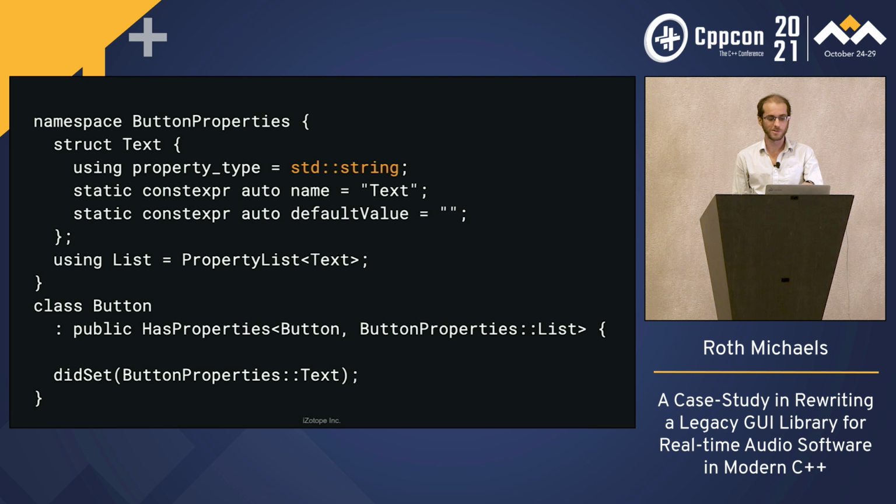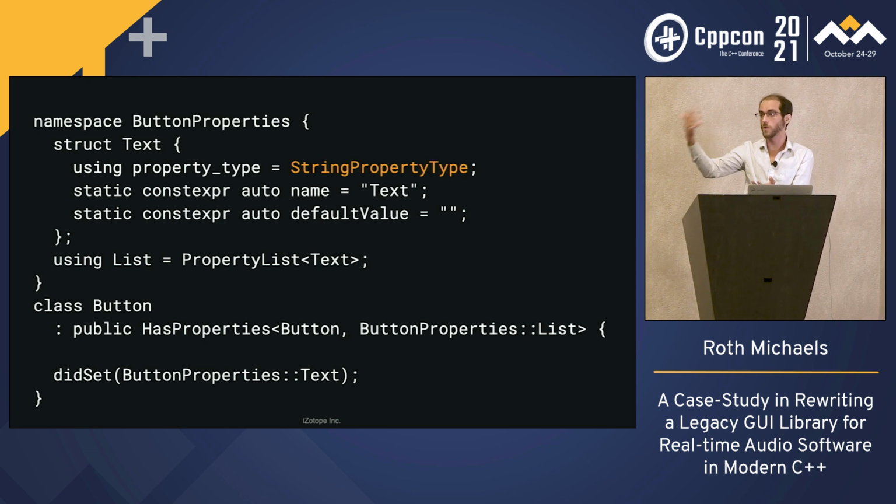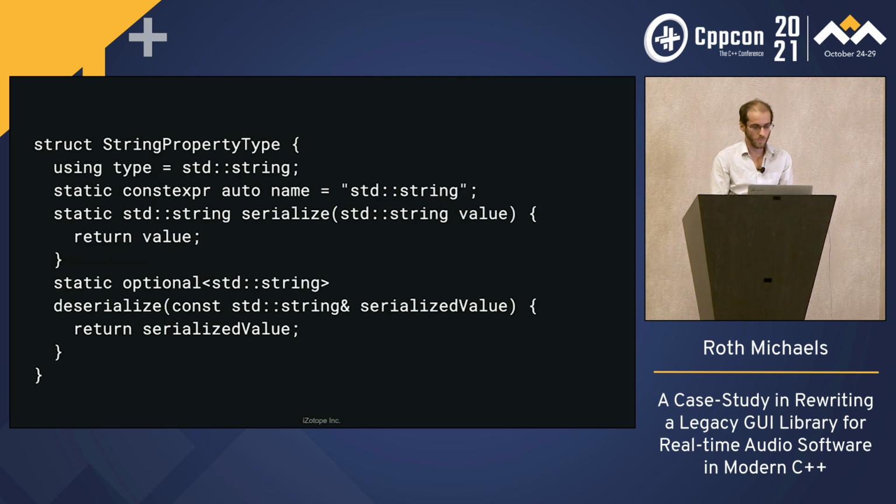Because if you notice, I say std::string here. It's probably easy for string, but how do I know how to serialize or deserialize that? So we actually don't want to say the type directly, but we want to have some other struct that explains what the type is and how it gets serialized. And so we replace this with string property type, which would look like this. It has a type, which is std::string, and it has a name, which is std::string, and it has two methods: serialize and deserialize. For a string, that's obviously super simple. It's just, you return a string.